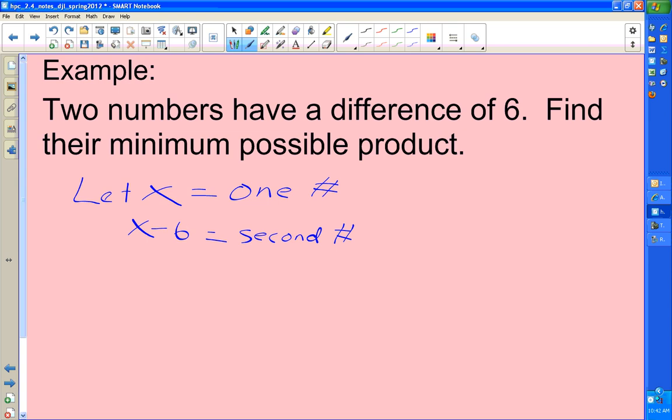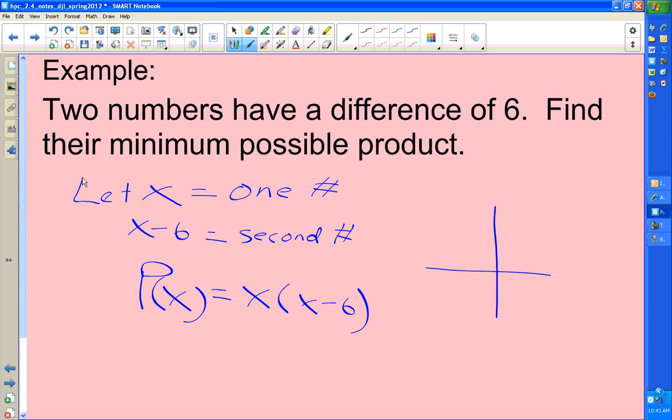And what are we trying to find here? Minimum what? Product. What does that mean? So let's do P of x is equal to x times x minus 6. What kind of a function is that? Quadratic. Leading coefficient? Positive. X-intercepts? 6, 0, in this case, and 0, 0.